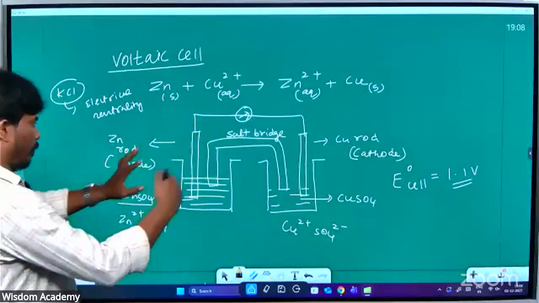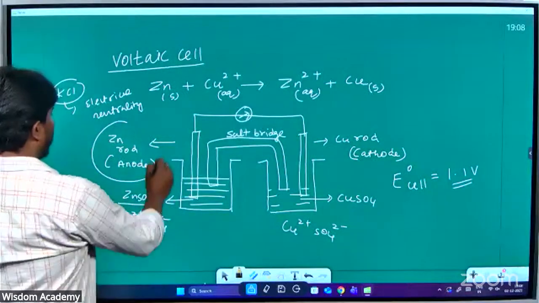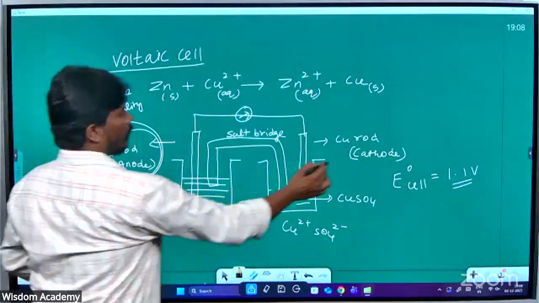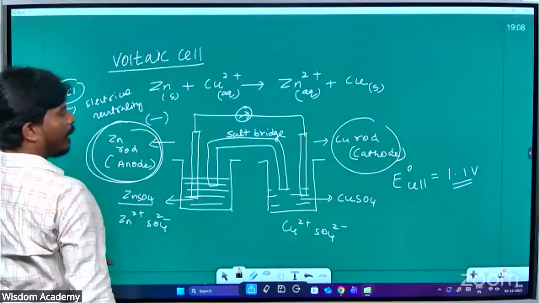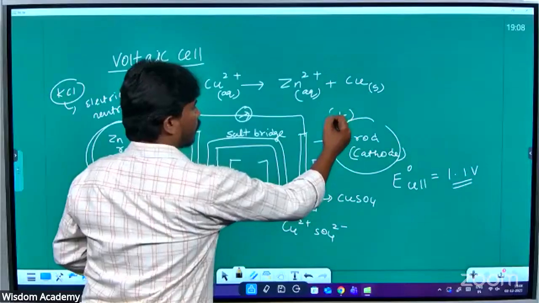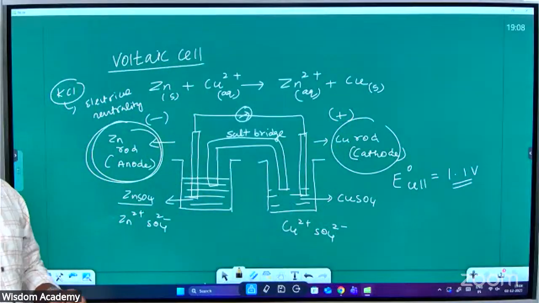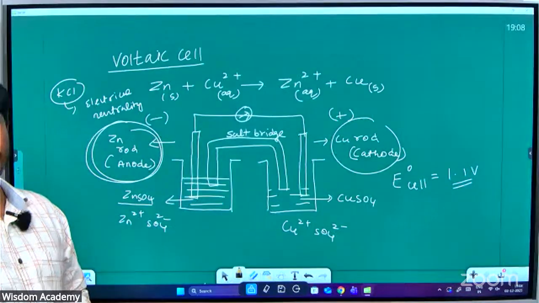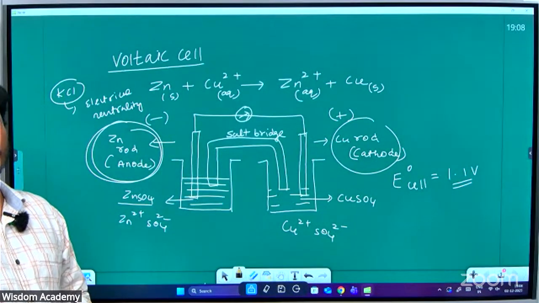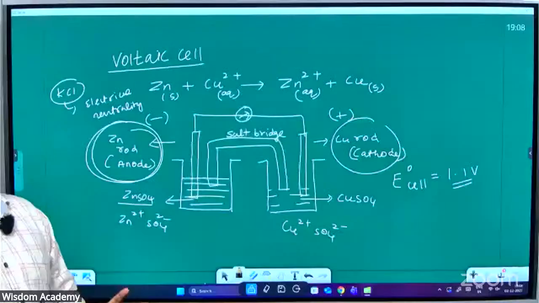Sir, is it necessary to take zinc as anode and copper as cathode? The remaining things we will discuss by next class. But anyhow, zinc acts as the anode, copper acts as the cathode. Here zinc is denoted by the minus sign, and here plus. By next class we will clarify the remaining things related to the voltaic cell. This is the basic information regarding the voltaic cell.